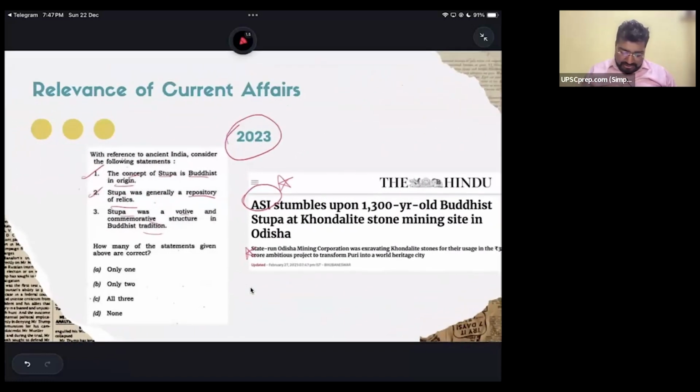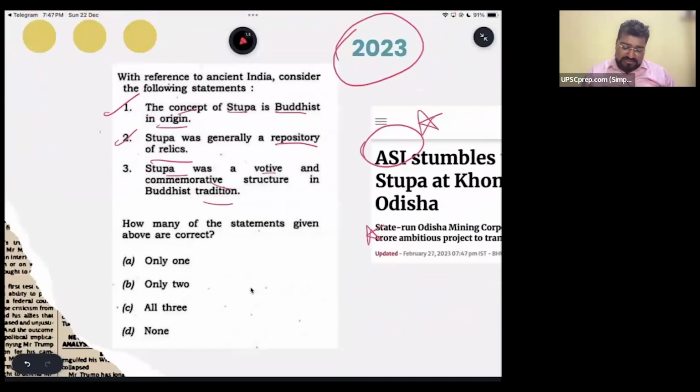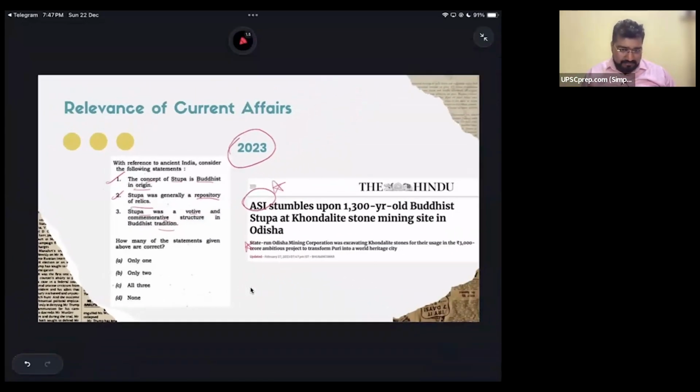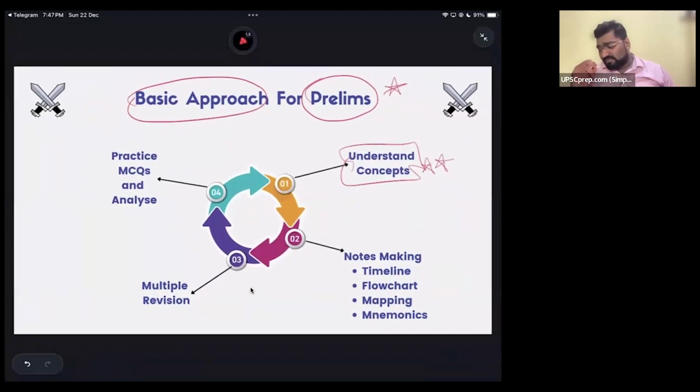Take an example of this question. Could you solve this question on stupa if you don't know the concept of stupa? You would not be able to solve it, right? You should know the concept of stupa, then you could solve it. Got it? There are multiple such questions asked, for example, the concept of soul, universal soul, which is associated with Jainism. The question was asked on that. Concept of Hinayana Buddhism, concept of Mahayana Buddhism, right? So all these kinds of things are concepts. Understanding the concept is very important.